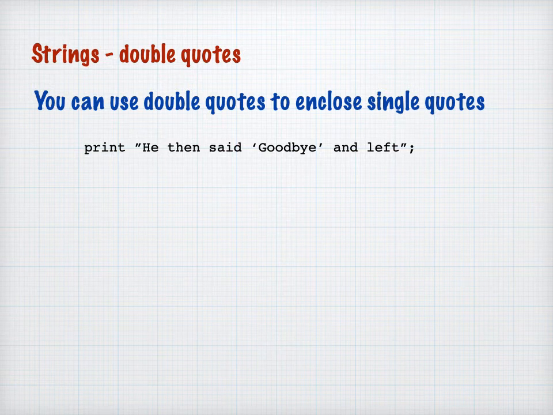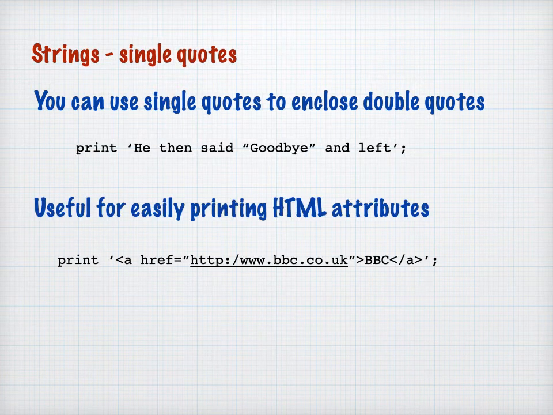So you can put double quotes around the outside of the series of characters, and then you can use single quotes on the inside like that. Alternatively, you can do it the other way around, and you could put single quotes on the outside, and you could put double quotes on the inside. So on that first line, you can see it says, "He then said goodbye and left."